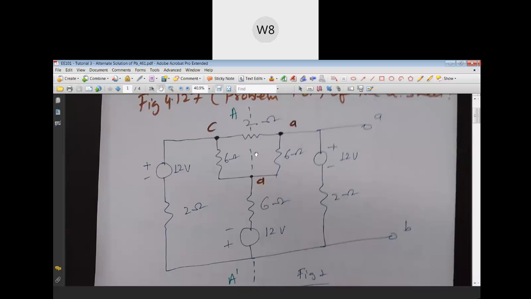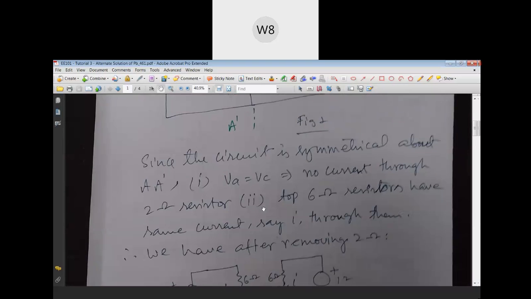Here, the first thing to note is that since the circuit has left and right symmetry, node C and node A are going to be at exactly the same voltage. That implies there will be no current through this 2 ohm resistor, so this 2 ohm resistor can be removed, and that will have no effect on the voltage and current in this circuit. Once we have removed this 2 ohm, we are left with this 6 ohm, minus 12 volts and the other components like here.